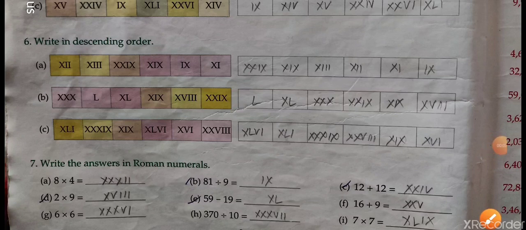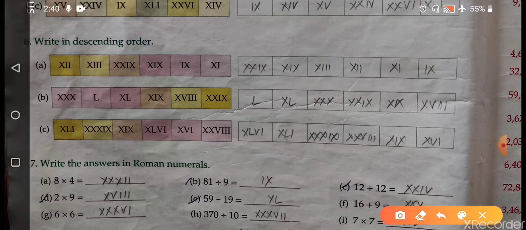Coming to the last question of chapter number 2, write the answers in Roman numerals. This is also a very easy question. What you have to do, you have to solve and then write the answers in the Roman numbers. For example, 8 4s are 32. How do we write 32? Triple X and 2 I's.